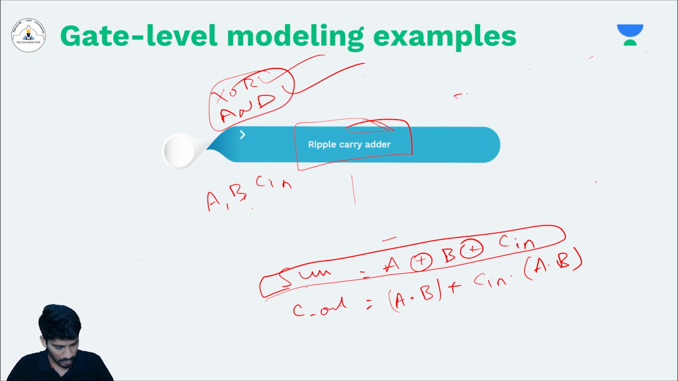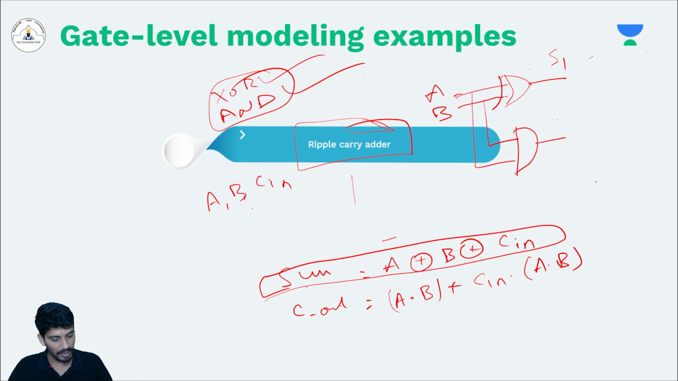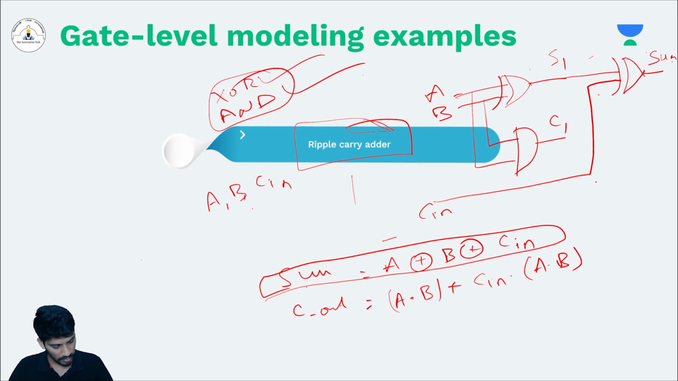So A, B will go to the XOR gate. This is sum 1, and then A, B will go to the AND gate. This is carry 1. Apply this sum 1 to carry in C in. Then you will get the complete sum of the full adder.